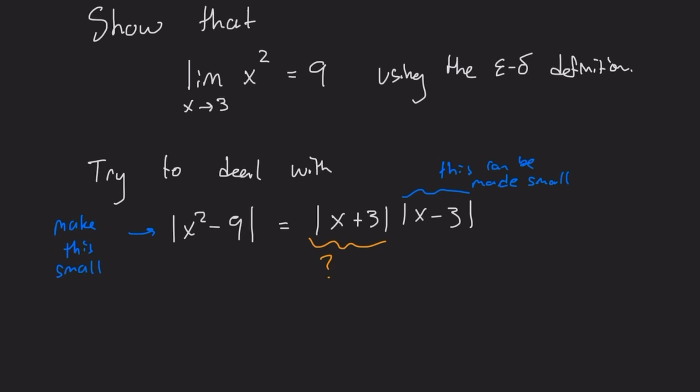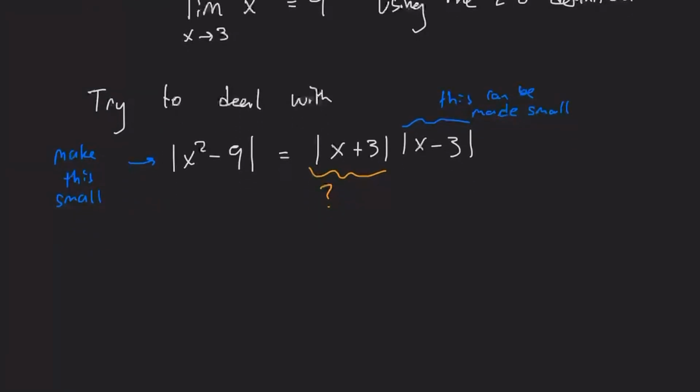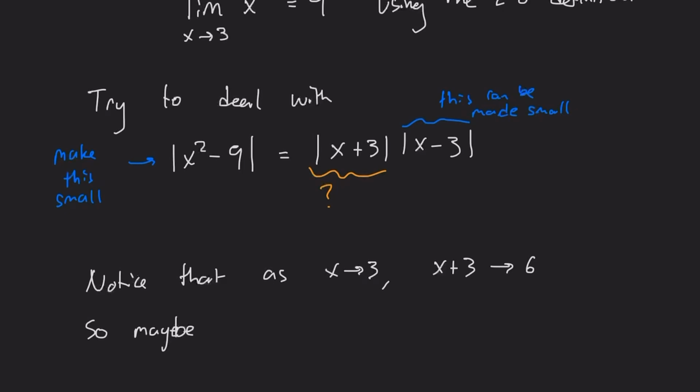The idea is if we can control how large it grows, then we can use our x minus 3 to control the size of x squared minus 9. So notice that as x approaches 3, x plus 3 should approach 6, of course. So maybe the idea is x plus 3 can be bounded near 6 somehow.